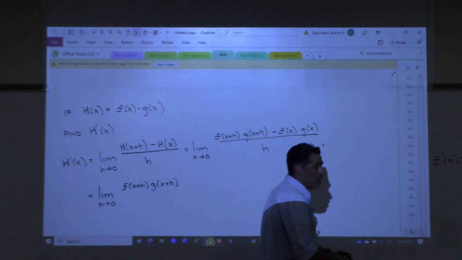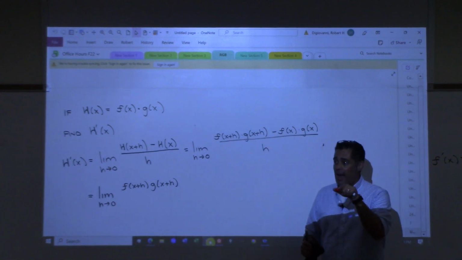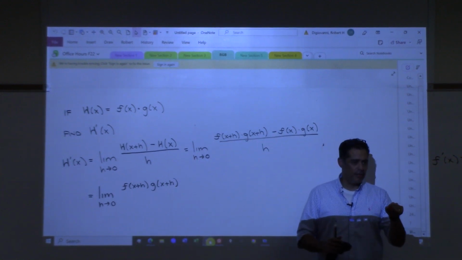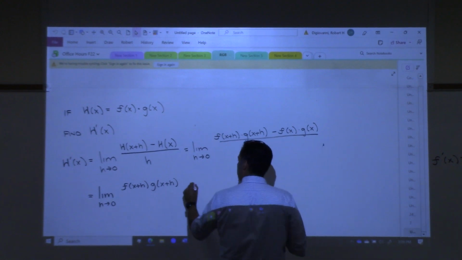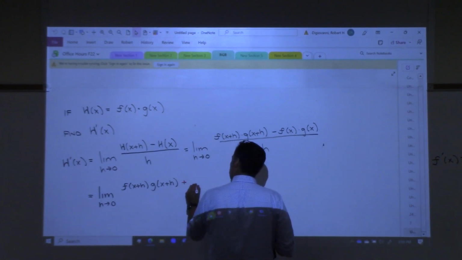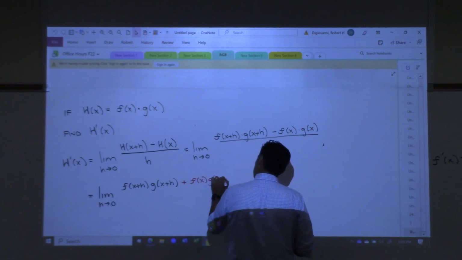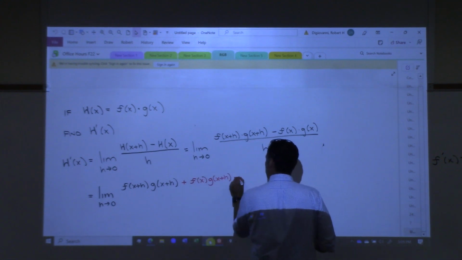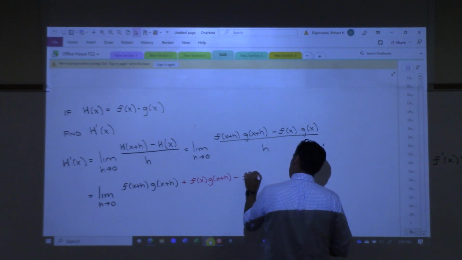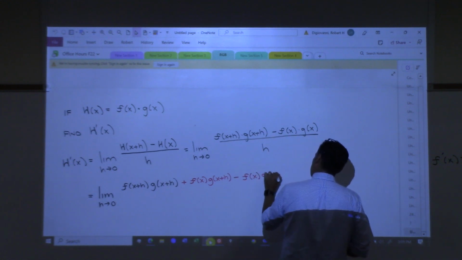Okay, I'm going to put it in red, okay? I'm about to add something and subtract something. I'm going to add f of x times g of x plus h, and then I'm going to subtract the exact same thing. Am I allowed to do that?